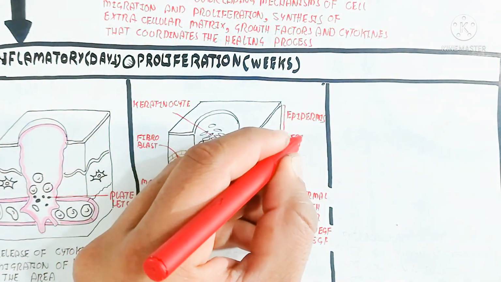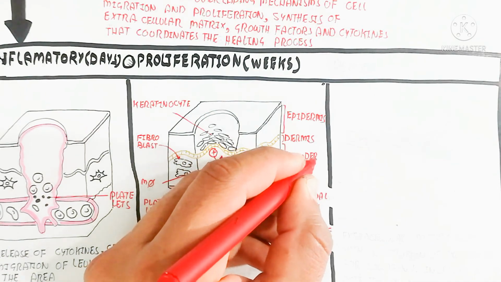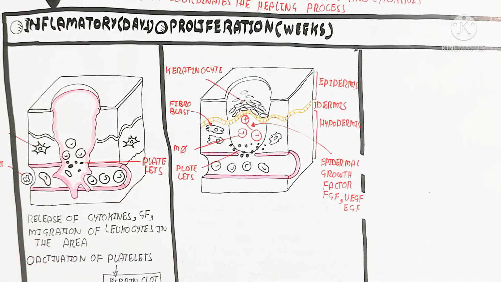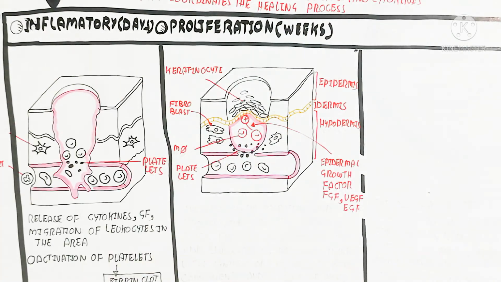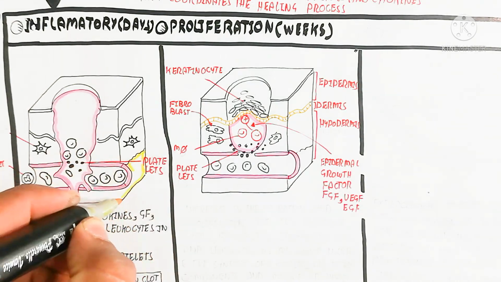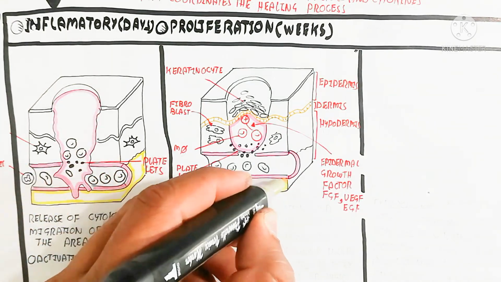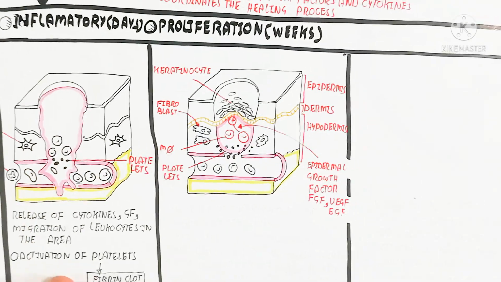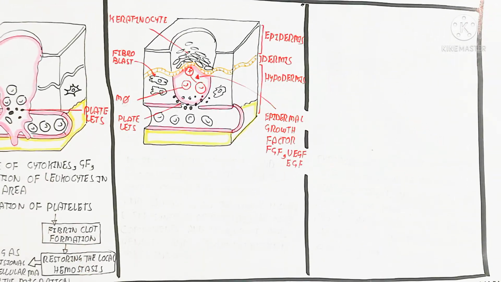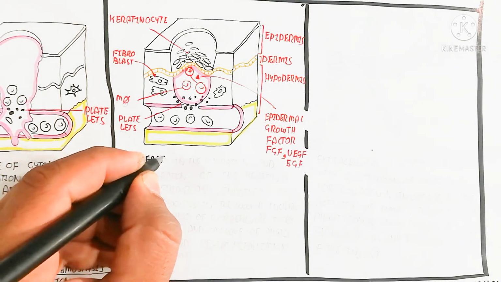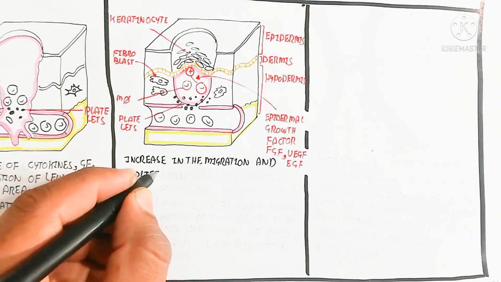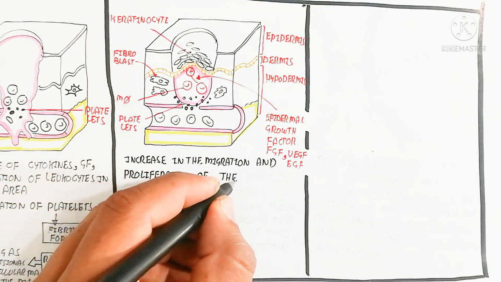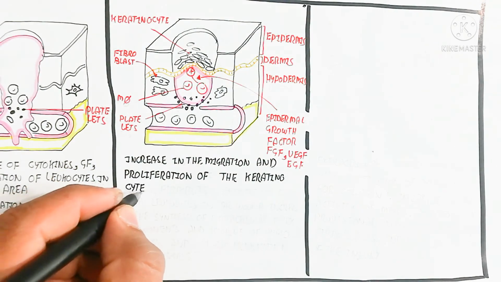So all this, you can understand, is an increase in the migration and proliferation of keratinocytes and fibroblasts. What is the function of fibroblasts and keratinocytes? Keratinocytes are used for the production of the dead upper layers of the skin for barrier immunity, while the fibroblasts, endothelial cells and leukocytes. The fibroblast is used for the production of collagen and other connective tissue function.